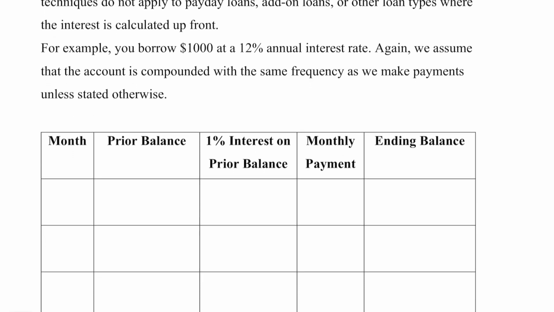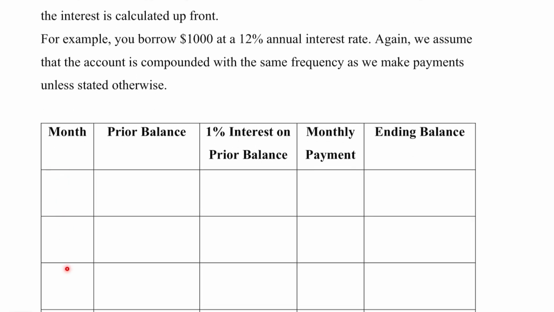So let's take a look at this table. I have the number of months, prior balance, interest on the prior balance, monthly payment, and ending balance. I borrow $1,000 and I'm planning on making monthly payments. So this 12% annual interest rate is going to be equivalent to 1% monthly interest, because I'm making the monthly payment, so my interest will be compounded monthly.